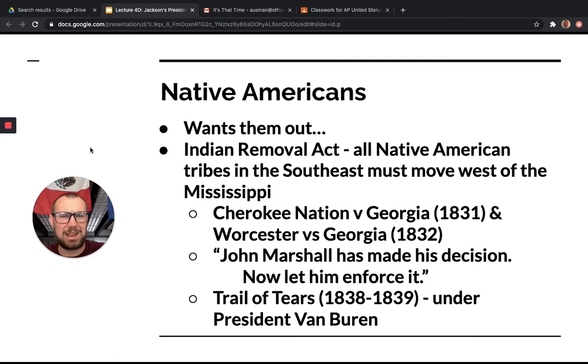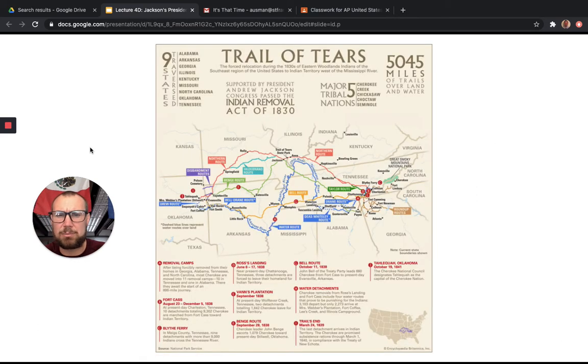And so Andrew Jackson has this famous saying, "John Marshall has made his decision, now let him enforce it," which doesn't happen and is why you get the Trail of Tears from 1838 to 1839 under President Van Buren, who was Jackson's vice president in his second term, moving those Indians. About 15,000 Native Americans would move, about 4,000 would die. And a pretty good illustration of that is this. Take a look, pause it, take a look at this if you would like.